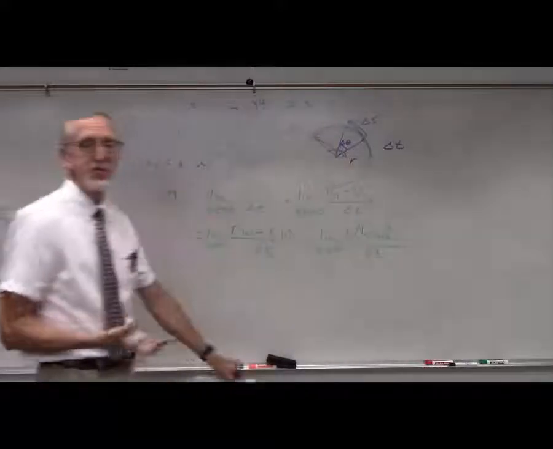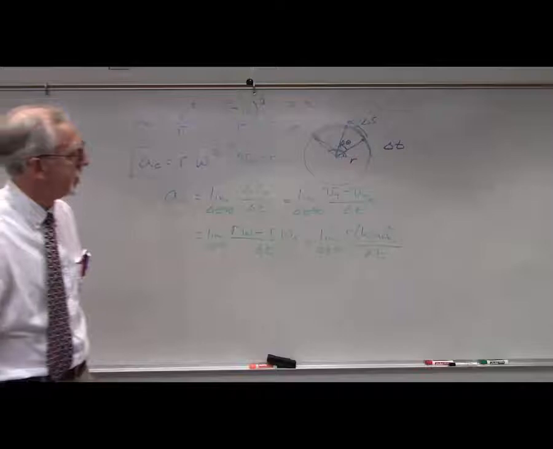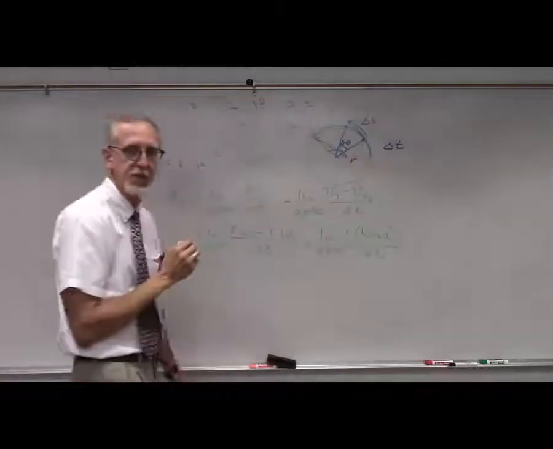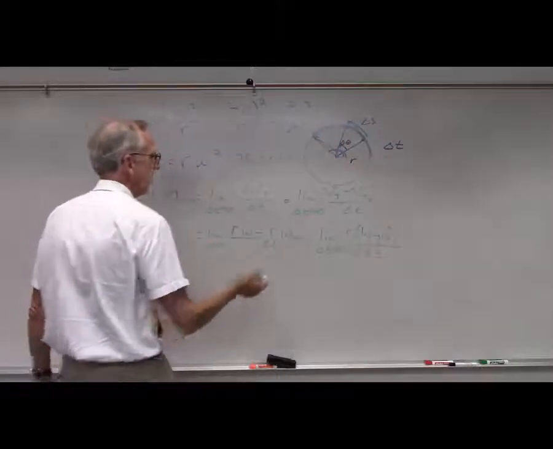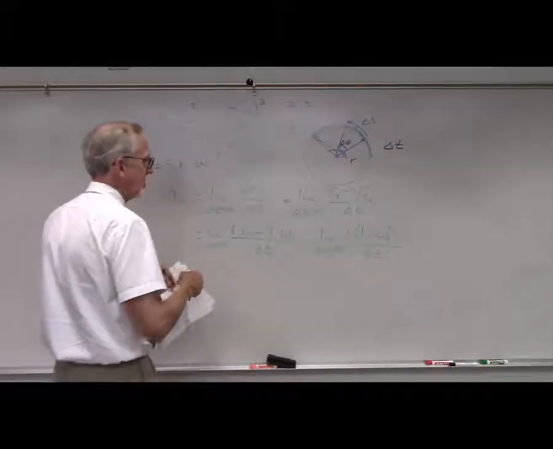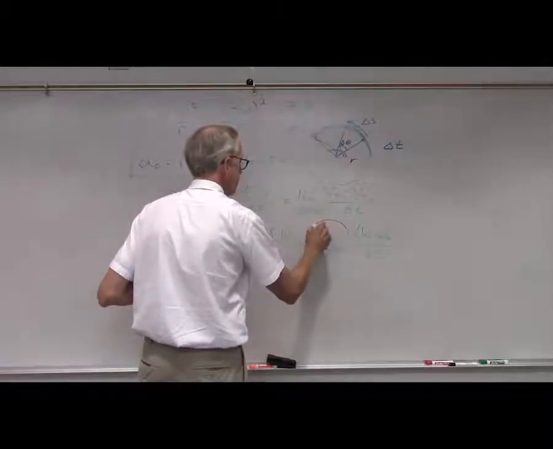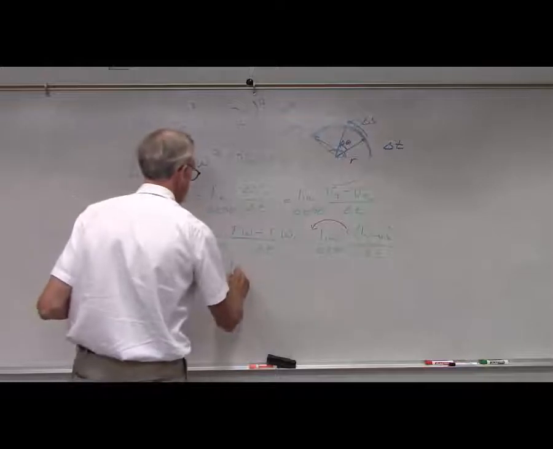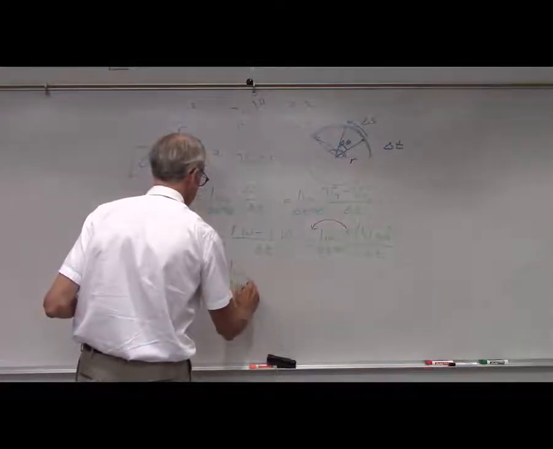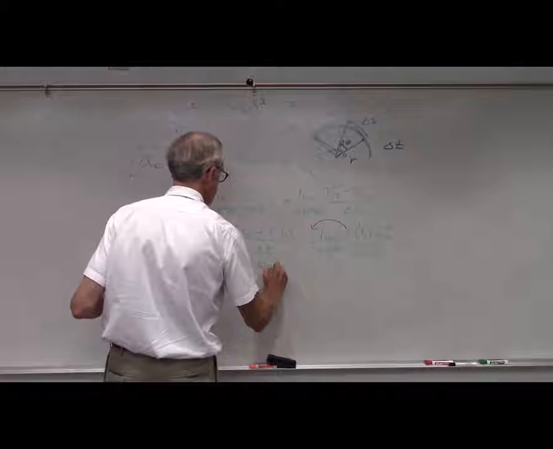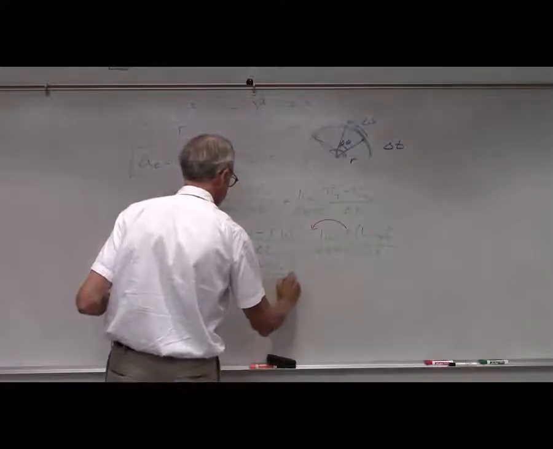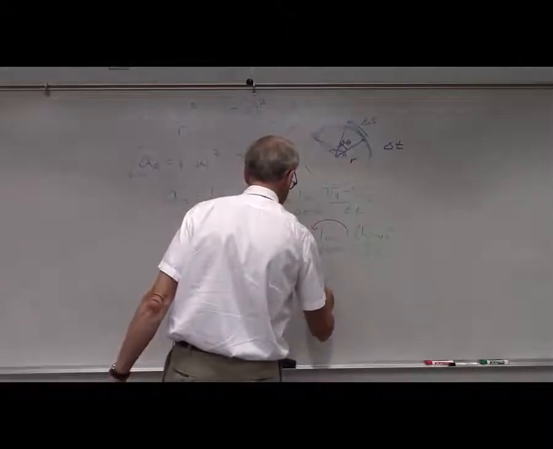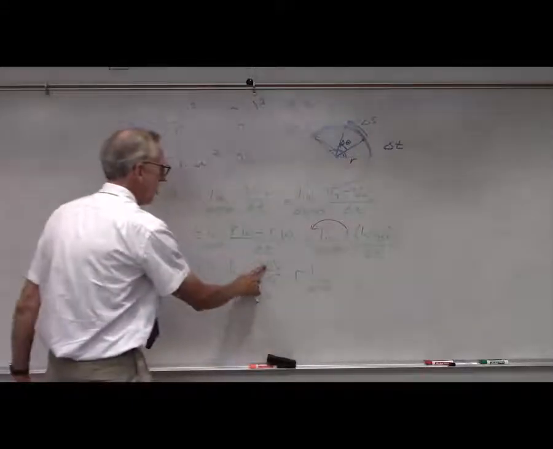Now, r is a constant value. We're going to assume that the reference point is not moving closer or farther from the axis of rotation, so r is a constant value. So I'm going to pull that right out from the limit. I'm going to pull it out front, so we can write this then as r times the limit as delta t goes to 0 of omega minus omega naught over delta t.